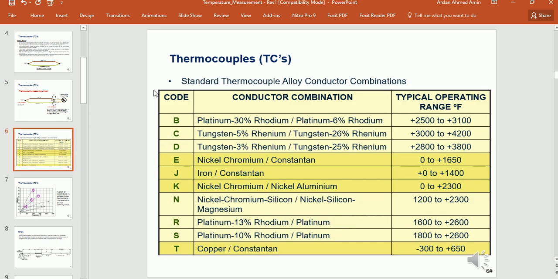So this is a chart, standard thermocouple alloy conductor combinations. These are the different types of thermocouples, their combinations, the materials with which these are made, and their temperature ranges. For example, in gas turbine STT-400, N-type thermocouples are used in the combustion chambers to measure the temperature, where the temperature is around 1215 Fahrenheit. So this N-type thermocouple is used there.